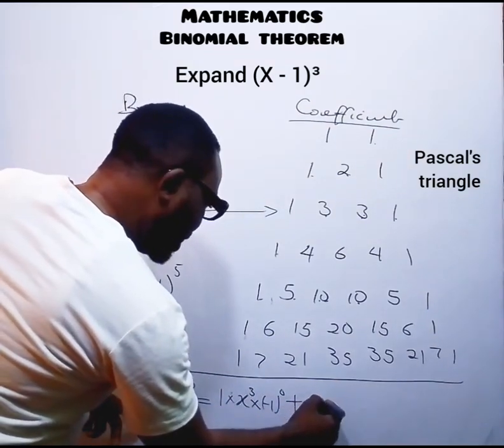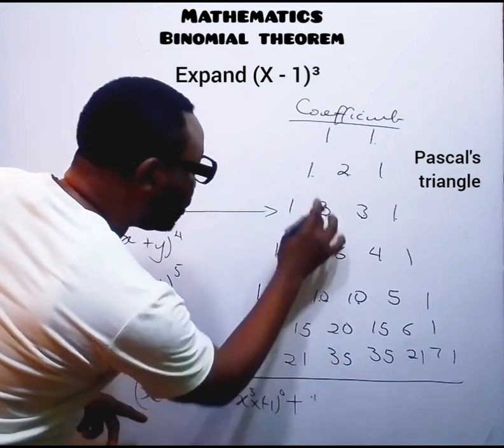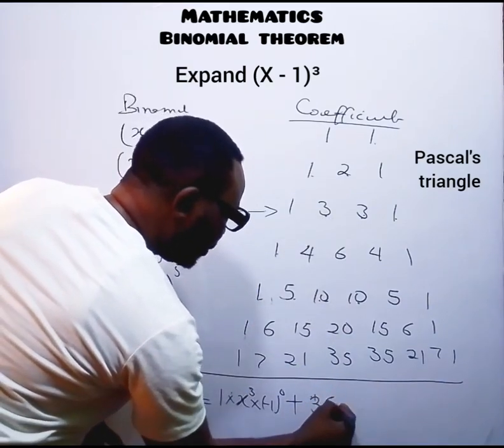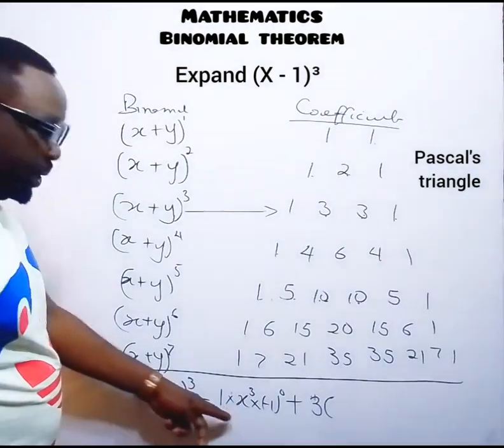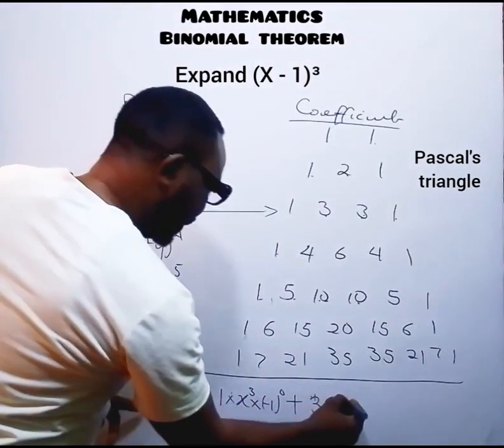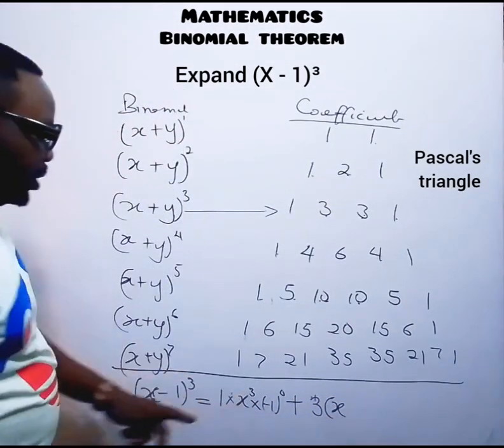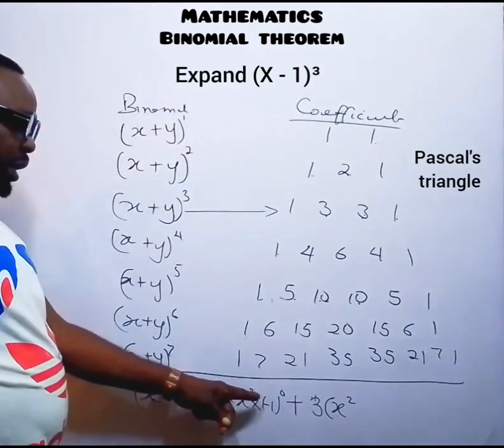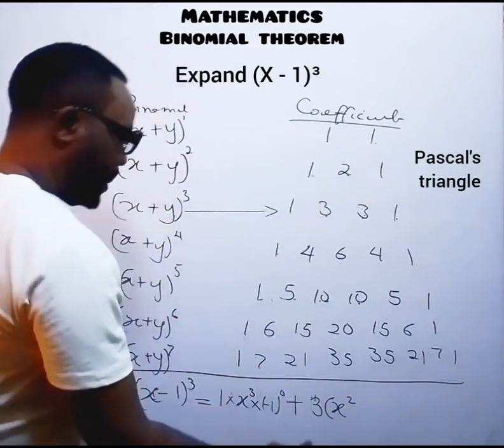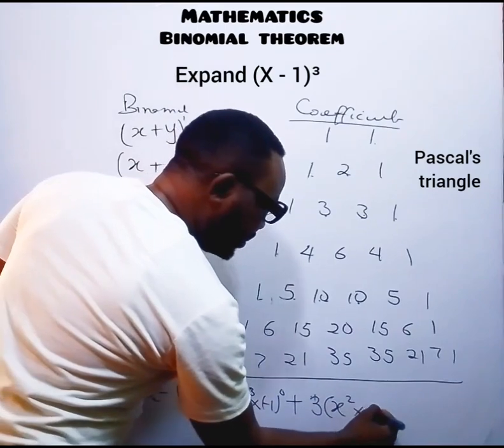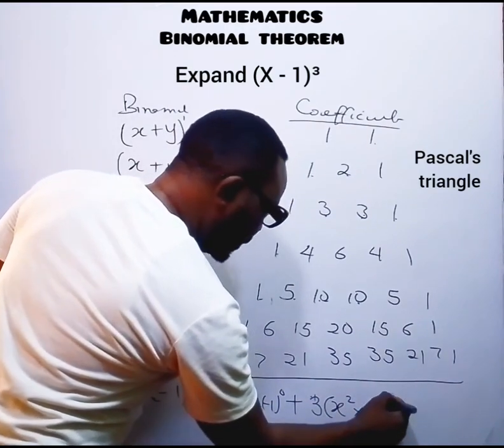what is that value? That will be the coefficient, 3 into bracket. I use the bracket instead of my multiplication here. X raised to the power of, what do we have here? X raised to the power of 2 now. You can see, x is 3 here, x is 2 here. Multiply by minus 1 raised to the power of 1.